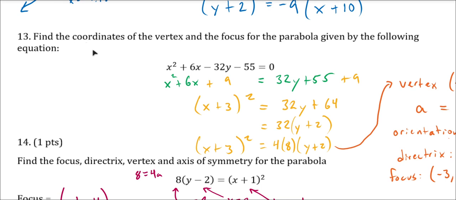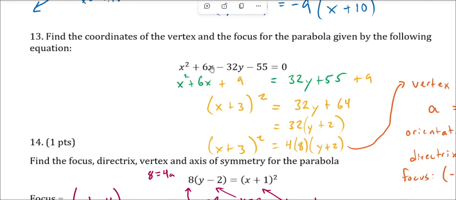So question 13 is asking for something a bit different than what's come before. It's actually given us the equation for a parabola, but it's sort of in a general form and not the standard form. The trick to converting between any general form two-variable polynomial of degree 2 and a conic section is going to be to try to complete the square. So in other words, what we want to do is separate our x and our y terms. Here I've left x squared plus 6x right where it is, and I've moved 32y and minus 55 over to the other side as positive 32y plus 55.